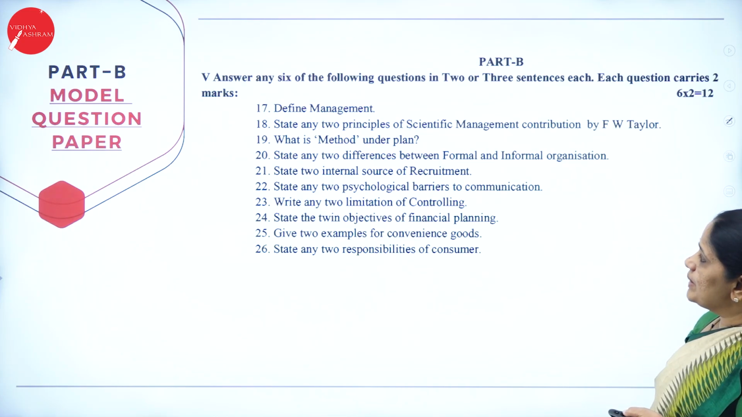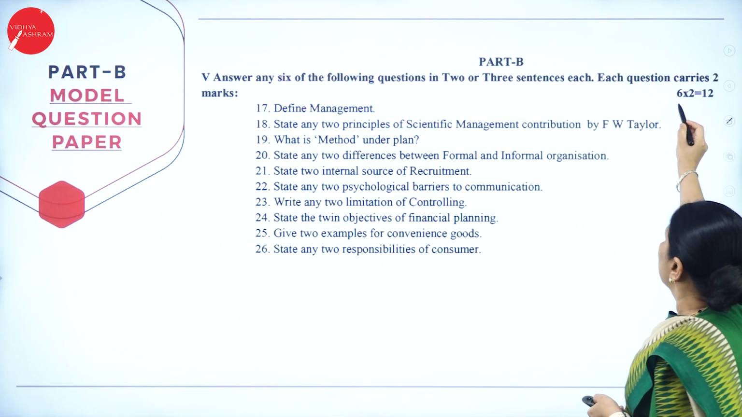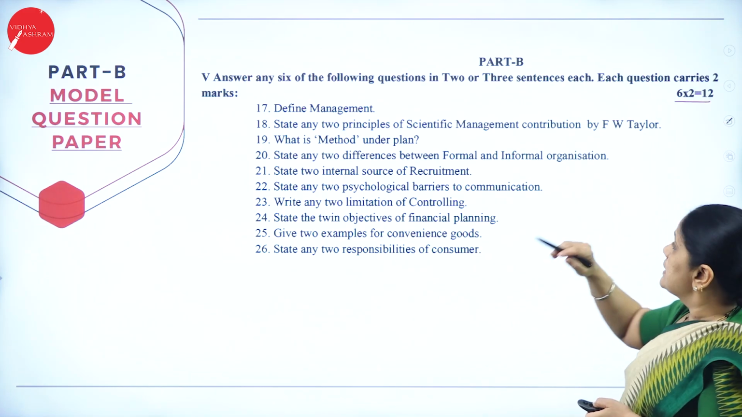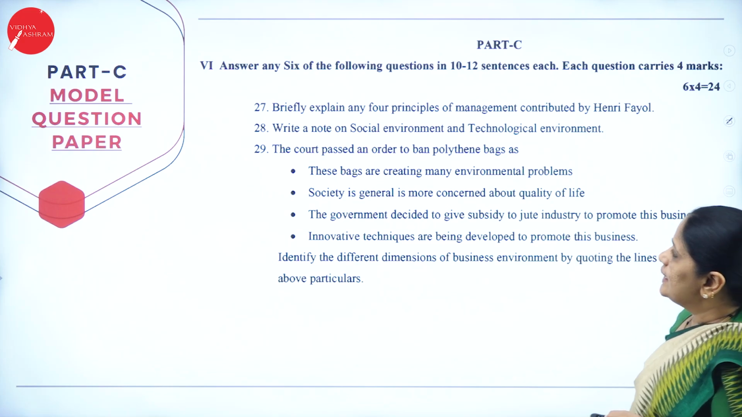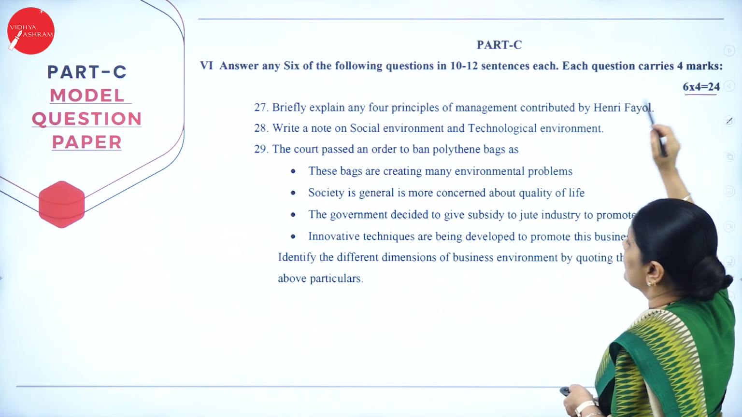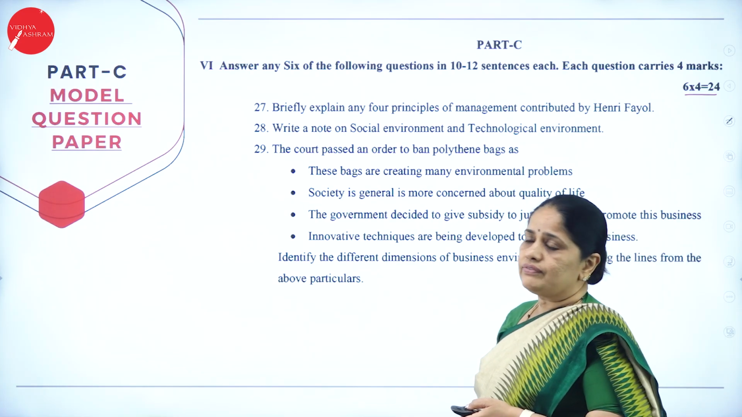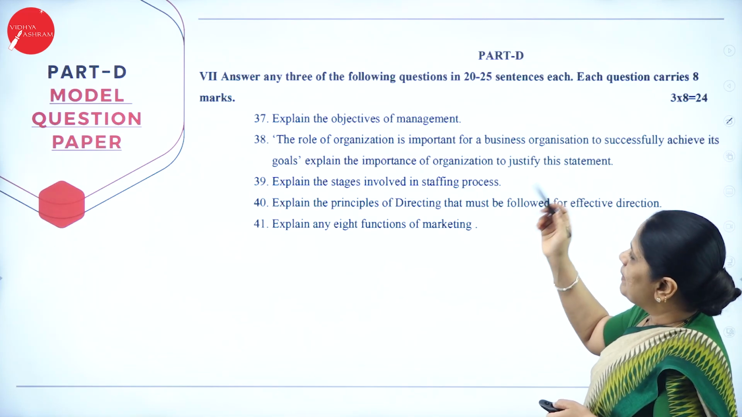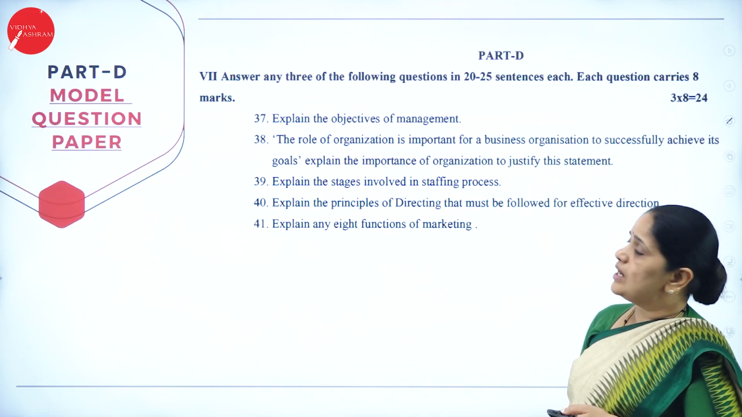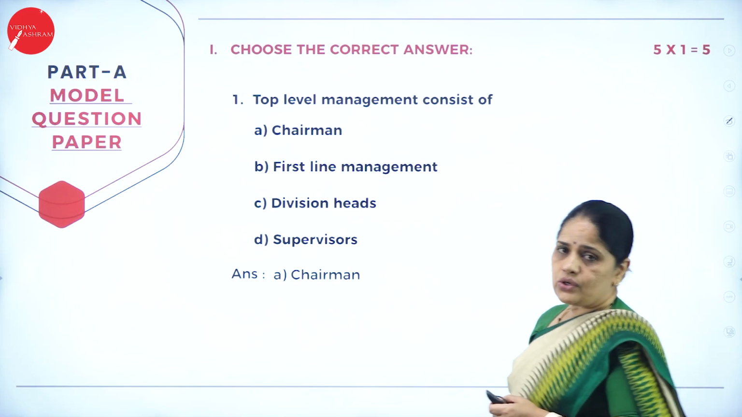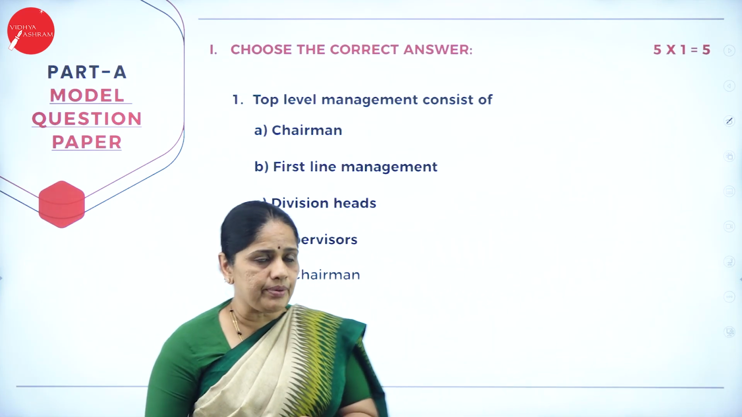And then in Part B, it will comprise of 2 marks questions. That is, out of 10, you'll have to answer any 6. So 6 into 2 is 12. Then in the Part C, you will be answering 4-mark questions. So out of this 10 questions, you have to answer any 6. Then in the Part D, you will have 5 questions. Out of this, any 3 you have to answer. So now let us go into the solution for the question paper here.